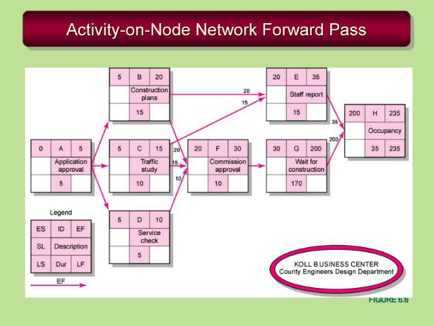And we'll continue on through the network, taking the early start time, adding the duration, getting the early finish time for each activity, and then moving forward through the network till we get to activity H, in this particular case, occupancy. The project will take 235 days to complete. That is the early finish time for the project.